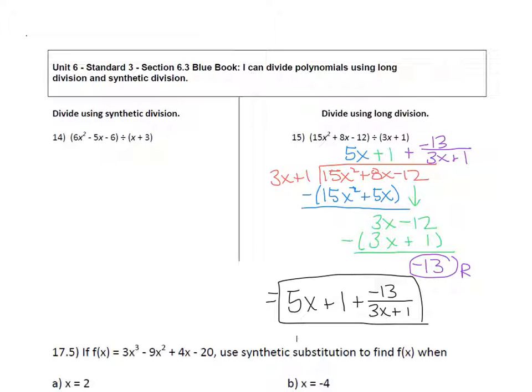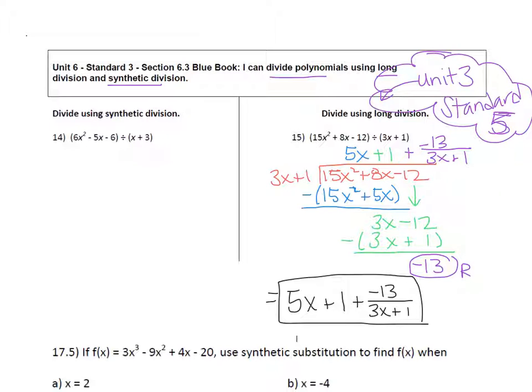Learning target 6.3 is about dividing polynomials using two methods, long division and synthetic division. We've already talked about long division back in Unit 3, Standard 5. So if you need additional support with this one, check out the Unit 3, Standard 5 videos. I am going to go over it quickly, but I already gave the solution. So if you need more support, take a look at those videos. Okay, what I really want to go over is the new topic, which is synthetic division.